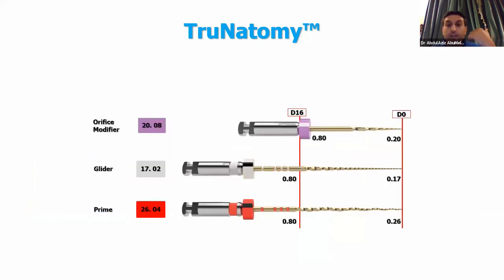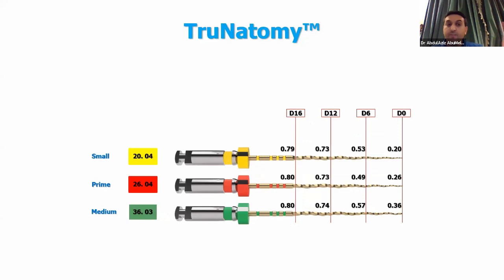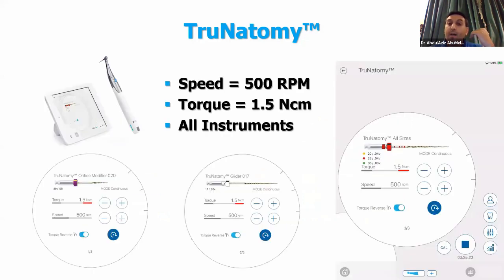When we look at the progression of the taper, you can see how smooth it goes from D0 till the active part. It always goes from 20 to 80, 17 to 80, so it's the same way. You will not have an orifice modifier that widens the whole orifice from the beginning and then a loose file in the second, the glider and the prime. When you look at the finishers, or the shapers, the progression of the taper looks the same way, from 20 to 53, 73 for the small, and goes from the prime to the medium size. Now, what are the settings you will need to use with these files?